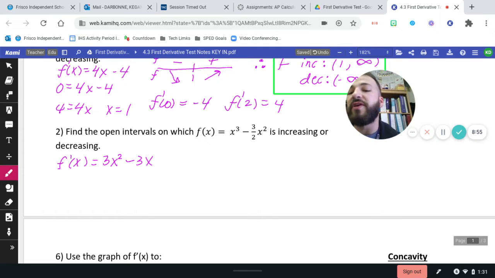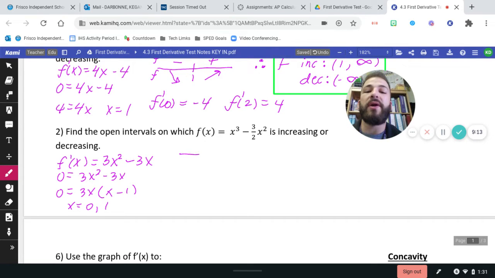So then set our derivative equal to 0. So 0 is equal to 3x squared minus 3x. Factor out 3x. 0 is equal to 3x times x minus 1. So we get as our values for x is equal to 0 and 1. So then once again, we set up our number line. But now we have 0 and 1. Okay, f prime on top, f on bottom.